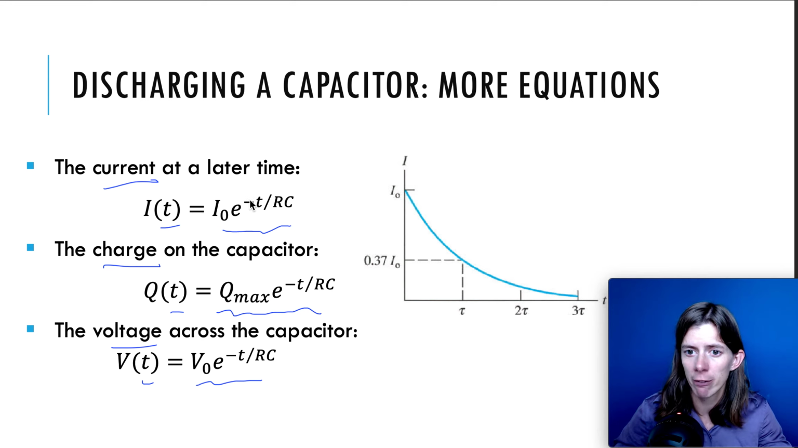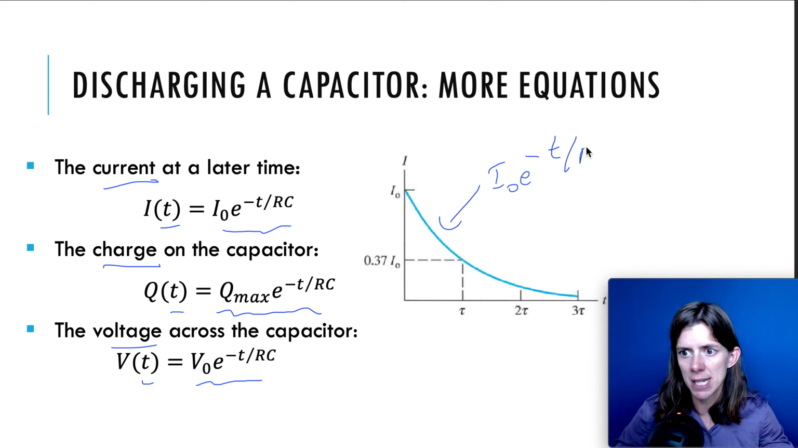There's a negative exponent here. What this function looks like is like this curve right here. So this is the curve for I versus t. So this is the curve I naught e to the negative t over RC. But you could just pretend that this is a Q, and then it would be this curve. And if this was a V, it would be how the voltage varies with time. They all change with time the same way for a discharging capacitor.